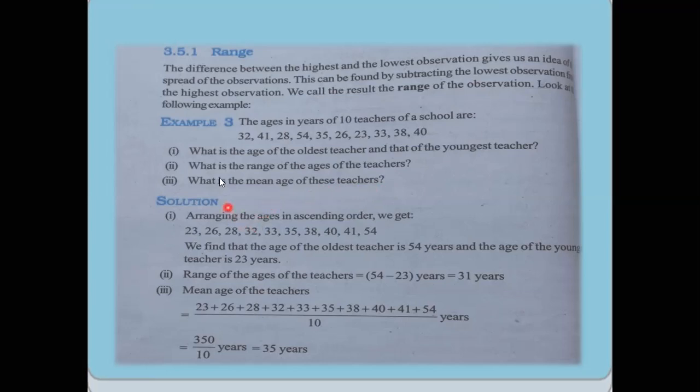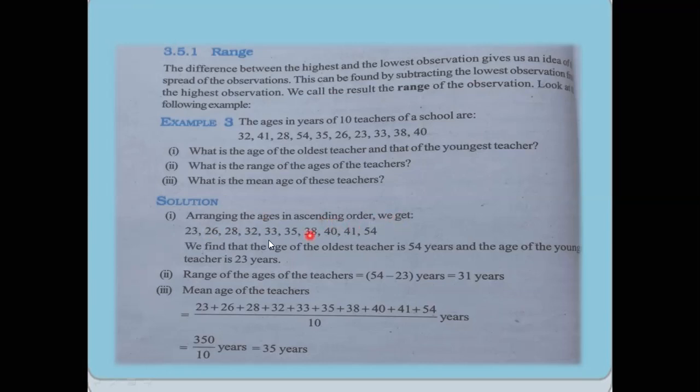See here, for the first question, what is the age of the oldest teacher? Old means who has more age. Younger means less, older means more. So, who is the oldest teacher? To find this, first you have to arrange the ages in ascending order. So let us write by arranging in ascending order.